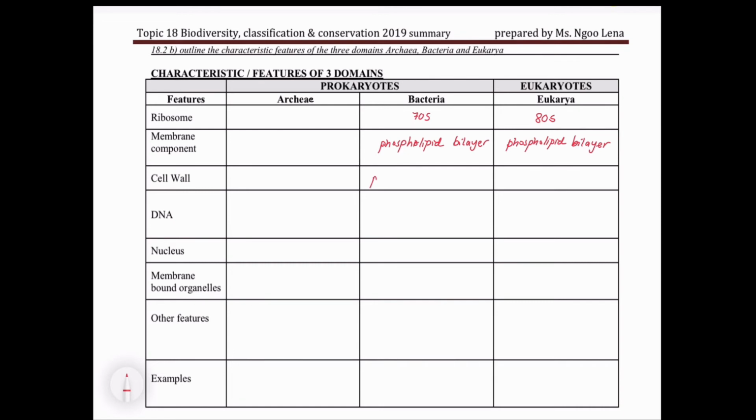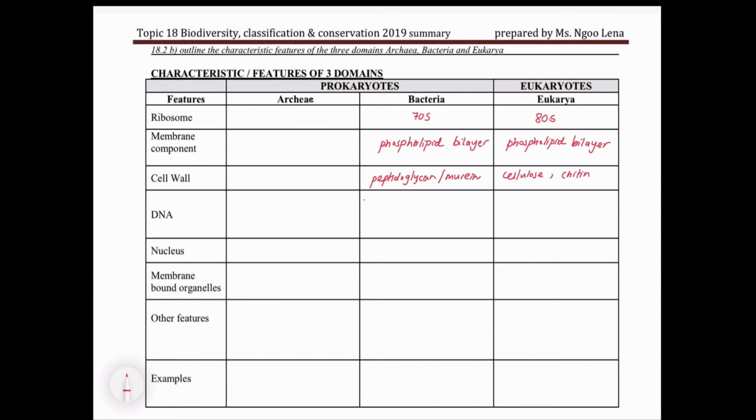For the cell wall, bacteria is made up of peptidoglycan, or known as murein, whereas eukaryotes is actually made up of cellulose for plants and chitin for fungi.